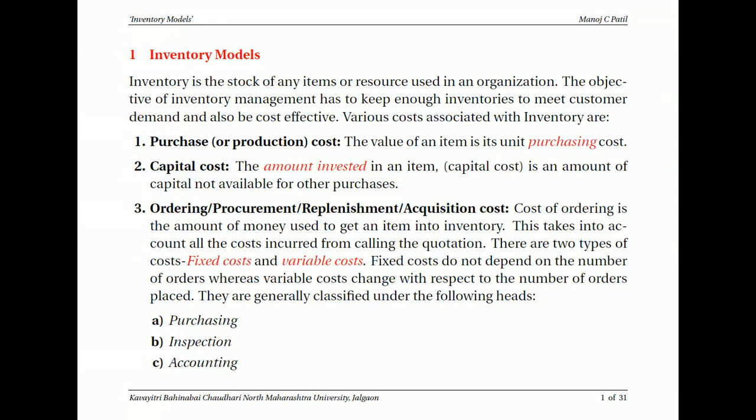Another part is the inspection. As the name suggests, it is the cost of checking material after it is received from the supplier for quantity and quality and maintaining records of that receipt. Accounting, as the name again suggests, is the cost of checking supply against orders, making payments, making records of the purchases, all of which come under these heads. And these are the variable costs.